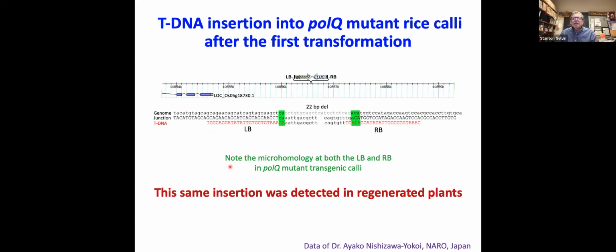And so this is work that Ayako did. It's not published work yet, but we're finishing this work up right now. She found, for example, T-DNA integrated into callus DNA. Here's what the T-DNA looks like. There's plant DNA, then T-DNA, then plant DNA. She characterized these borders. She found microhomology. This is in a polyQ mutant. Then we were able to regenerate this plant and show that this original T-DNA was in the regenerated plant.